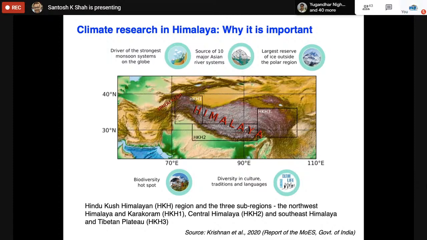So to understand the climate of this region, we actually require a long-term climate record. But you have just seen that the network of climate stations available in the Himalayan region is sparse and also available only for shorter time periods. So we want to extend the instrumental climate record further beyond the existing instrumental record to get the proper dynamics of the climate in this region.